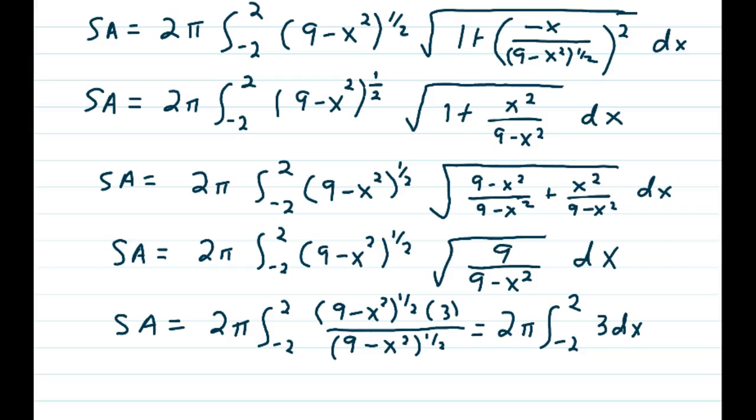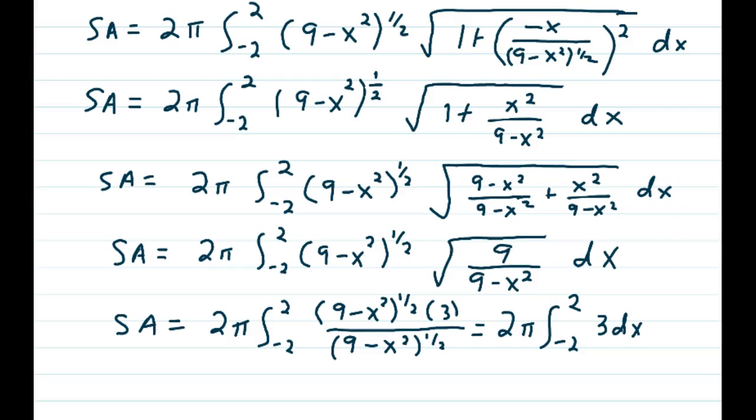So the first thing I chose to do was to get rid of any negative exponents. So we have 2 pi, integral from negative 2 to 2. We have that 9 minus x squared being raised to the half power. That didn't change. Square root of 1 plus, and here's the change, we have negative x over 9 minus x squared being raised to the half power. Essentially, I took that 9 minus x squared to the negative half power and brought it down below. That again is being squared.